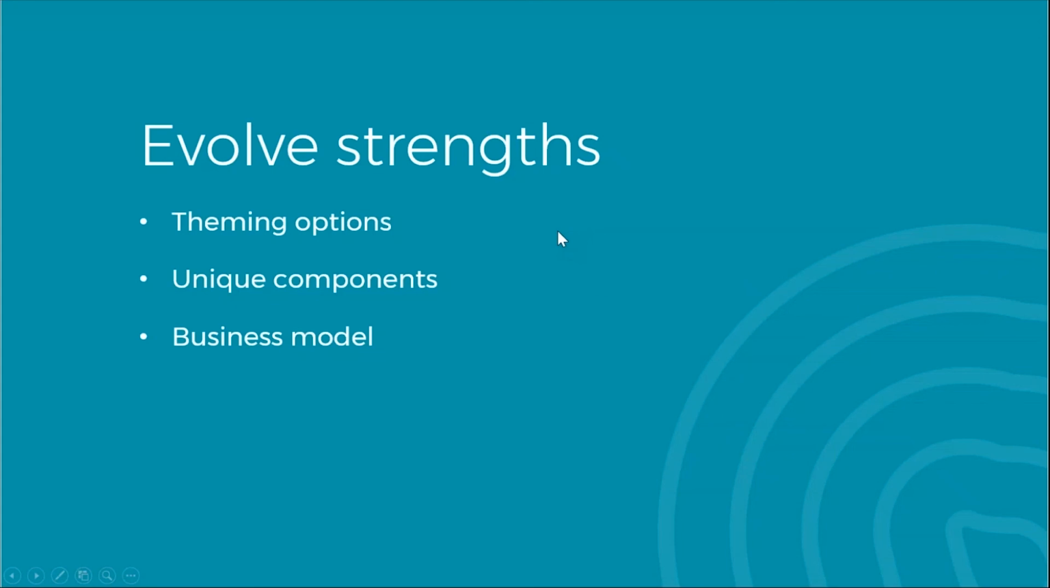So in summary, I'd say Evolve, its strengths are the theming options, lots of fine control over how the course looks, and its unique components. I think they are things I've not seen anywhere else. And then actually its business model. Its pricing is very competitive. Currently they're charging £24 a month per author, and you're not locked into a year. So you could choose to subscribe for 1 month or 2, or however long it takes you to build your course, and then unsubscribe, and off you go.